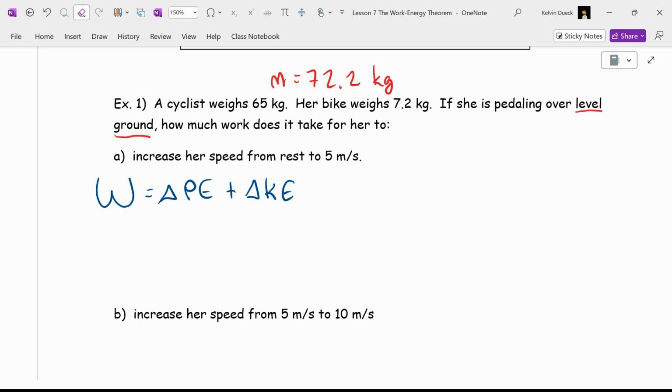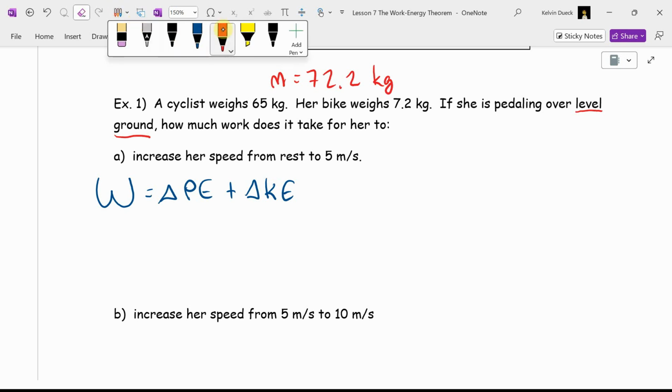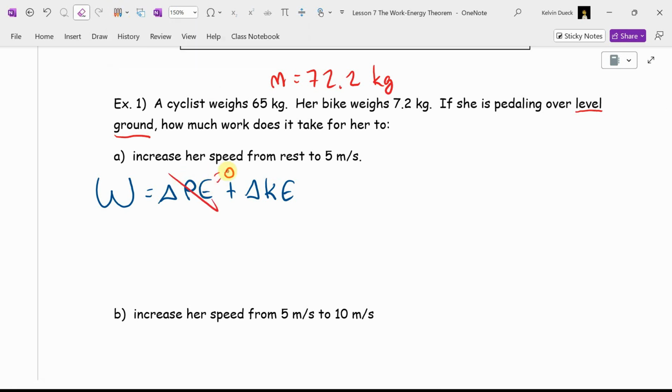Liam, what two words did I underline? If you're on level ground, is your height changing at all? Is your potential energy due to gravity changing at all? So because we're on level ground, I can say that. If there was a hill and I knew the height of it, I could include it.